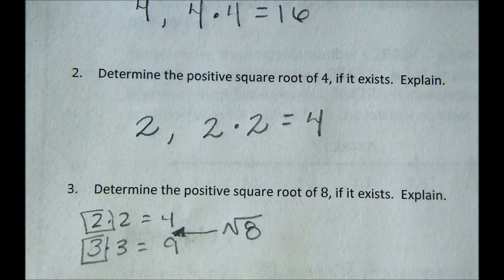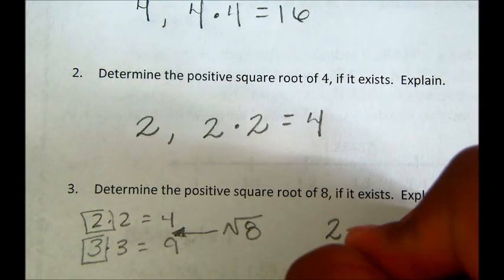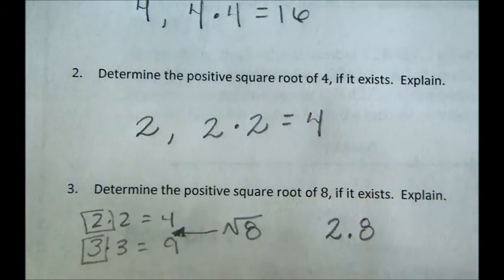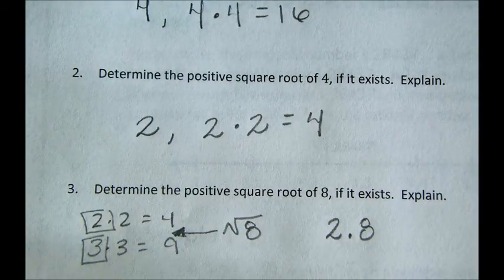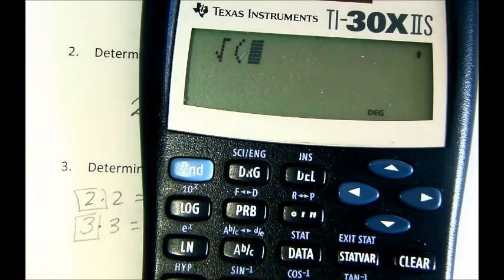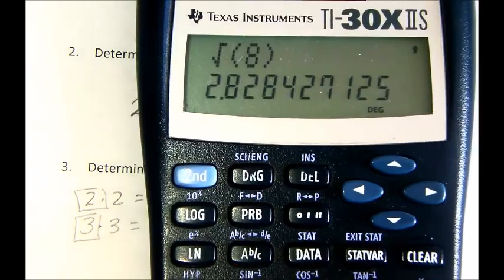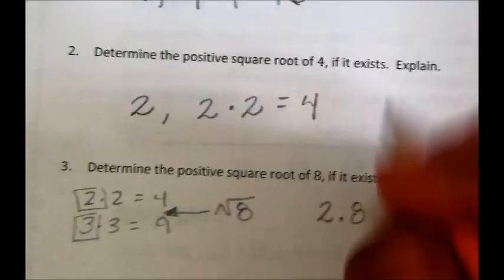Well, which of those integers would it be closer to? The positive square root of 8 would be closer to 3. So it could be some number like 2 and 8/10, 2 and 9/10. We could actually get our calculators to verify. What's the positive square root of 8 to the nearest 10th? Oh, we were pretty close. The positive square root of 8 is 2 and 8/10.